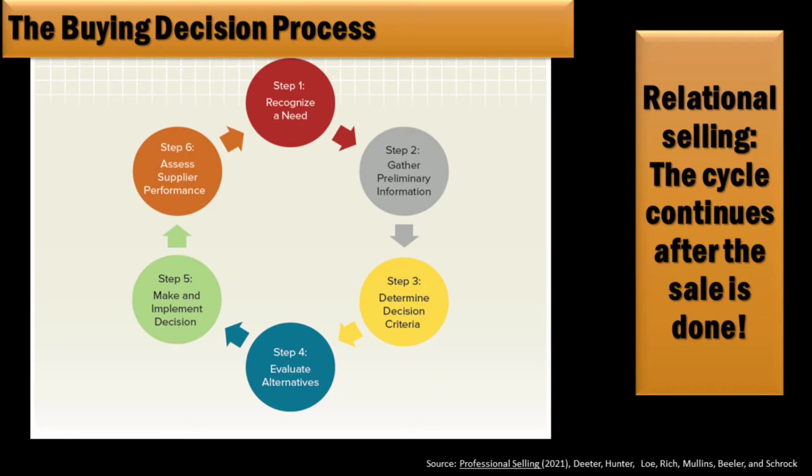In terms of the buying process, if we're looking at an organizational buying process, you might have something where they start with this first part and recognize the need that exists. From that need, they go to gathering preliminary information. From gathering that preliminary information, they may determine how we are going to make a decision.